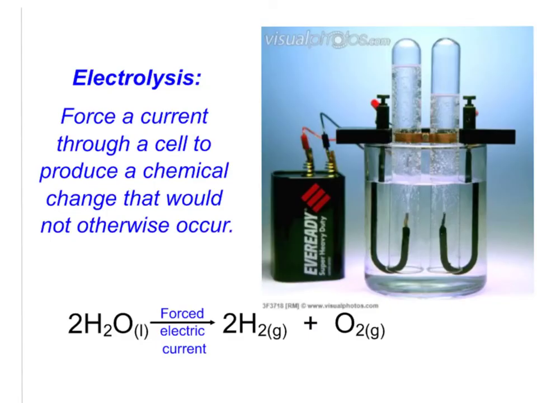So electrolysis is simply forcing a current through a cell to produce a chemical change that would not otherwise occur. Here is an example of that: the electrolysis of water. This is what the setup would look like. We're forcing an electrical current through this water, and we are producing hydrogen gas and oxygen gas. Right here you can see where those are being produced. The little bubbles are the gases, and they're being stored up there in the upside down test tubes. This actually happens. You could set this up and make this work.